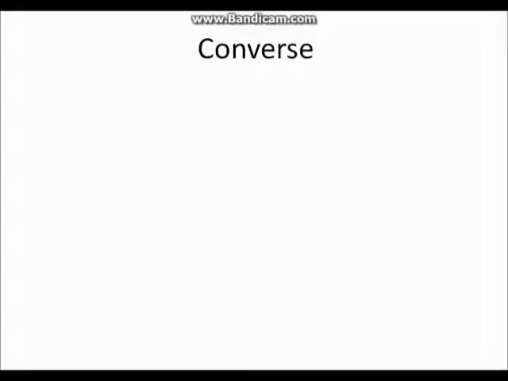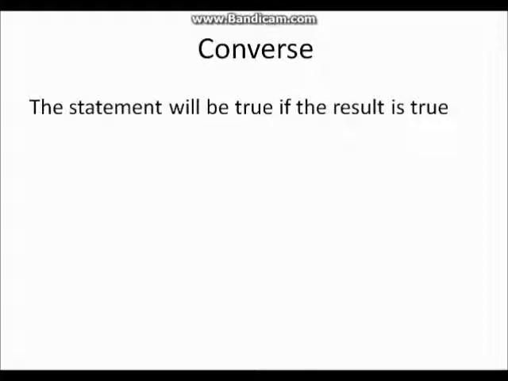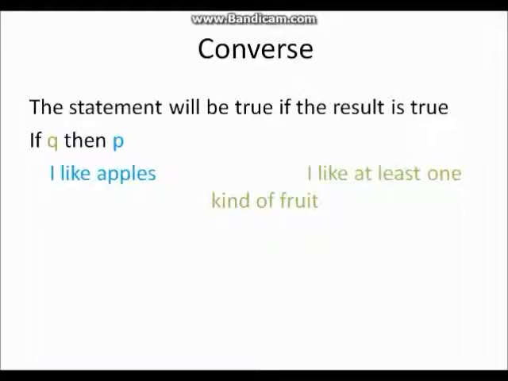Next we have the converse. The converse is where you swap the places of the statement and the result. It takes the form if Q, then P. And this is a weird one, because in our example, I like apples is our statement, and I like at least one kind of fruit is our result. Now, our conditional, if I like apples, then I like at least one kind of fruit, would work.